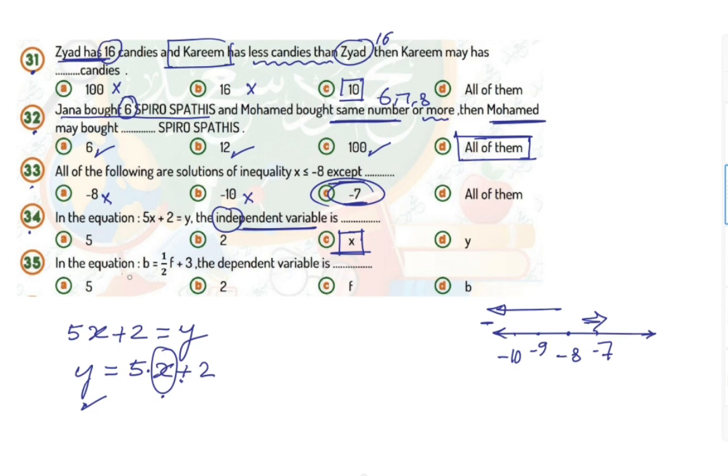In the equation p equals half f plus 3, the dependent variable. Yes, here he asks us about the dependent. Look here, where are the operations plus and times? With f. So f is the independent, but he needs the dependent. So the dependent is p. Okay, let's go to the second part of the choose questions.